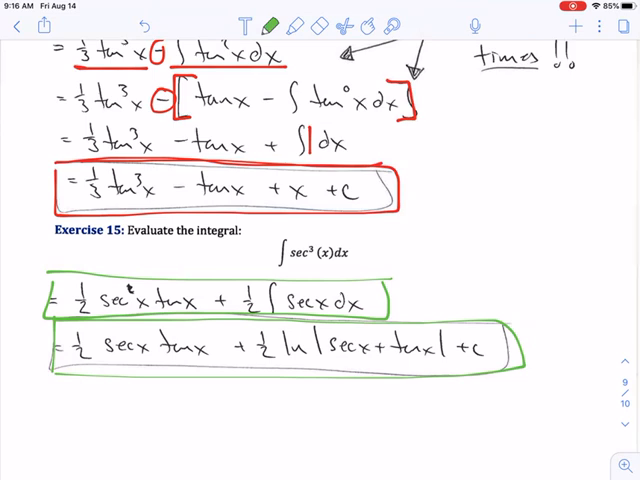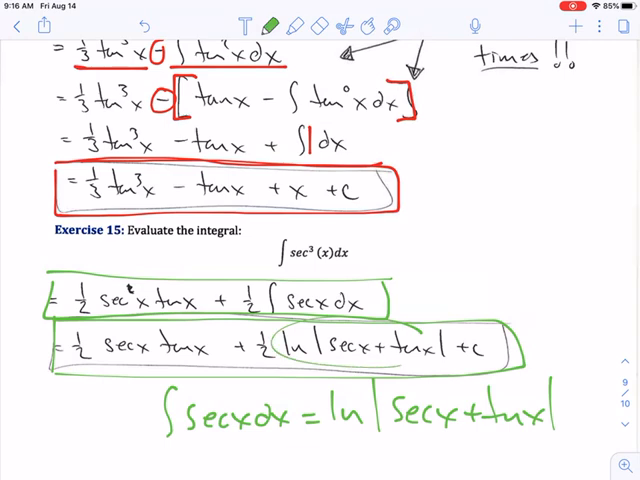And the integral of secant. Now, the integral of secant is something that you should recall from Calc 1, I believe. And so the integral of secant of x dx is equal to the log of the absolute value of the secant of x plus the tangent of x. And so that's where this comes from.